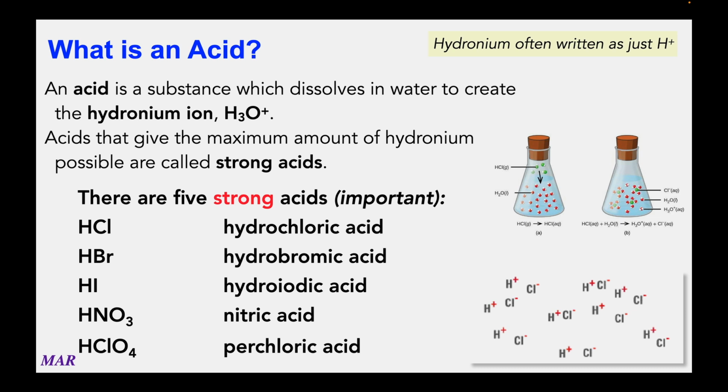So hydronium is H3O plus technically. And that's officially, in the chemistry world, what acids create. But a lot of times hydronium is just listed as H+.